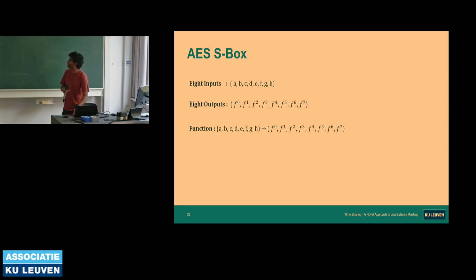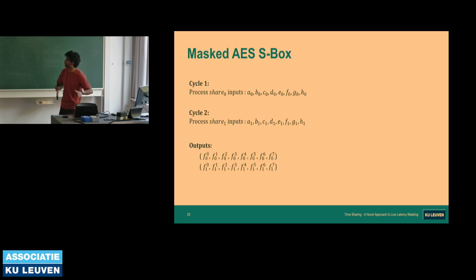Next, the next application is AES S-Box, which is slightly larger than the Prince S-Box. It has 8 inputs and then 8 outputs, 8 functions as outputs. So I won't repeat what I said before, because it's the same procedure. In cycle 1, we process all share zeros, and then in cycle 2, we process all share ones, and then we get the outputs as 2 shares of each function.